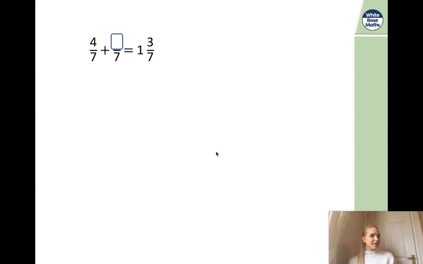Ooh, this time though is a bit trickier because this time I've got a mixed fraction. 4/7 add something sevenths gives me 1 and 3/7. Wow, let's see how we can work this out then, because we've got denominators again which are all the same. They are all 7. Now, we could convert this mixed fraction into an improper fraction first of all. Can you have a go at doing that now?